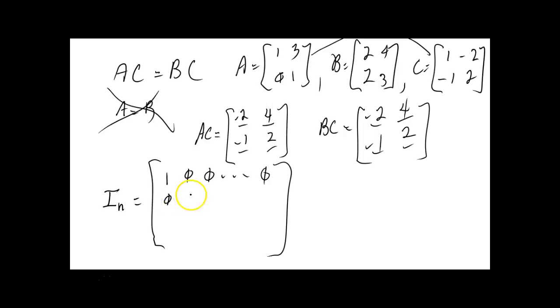Zero, one. Zero, dot, dot, dot, zero. Next row, zero, zero, one, dot, dot, dot. Zero, dot, dot, dot. Zero, dot, dot, dot, zero, dot, dot, dot, zero, dot, dot, dot.